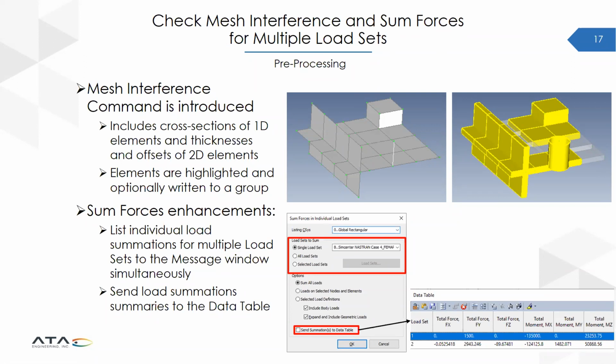There's also some force enhancements. So previously, you could only sum forces for a single load set at a time. But there's some new capability now that allows you to list individual load summations for multiple load sets to the message window simultaneously. And I think the cooler part here is that there's a new checkbox to send those summations to the data table. So you see here in our example, we have two different load sets that were both summed and then sent to the data table. And this is just a really convenient way to get those load summations into columns if you want to include that in a report or start summing them across load sets or anything like that.